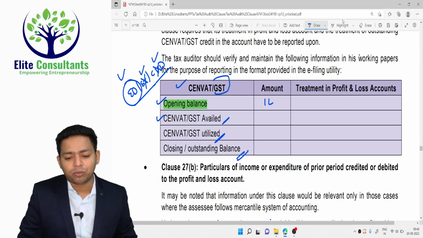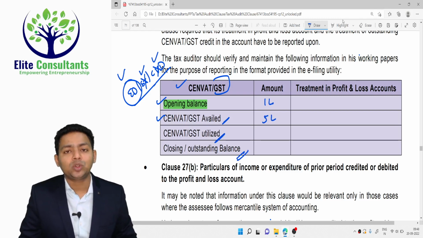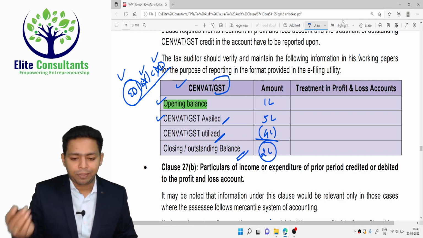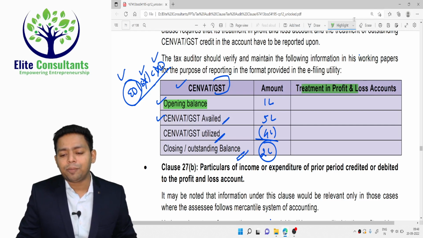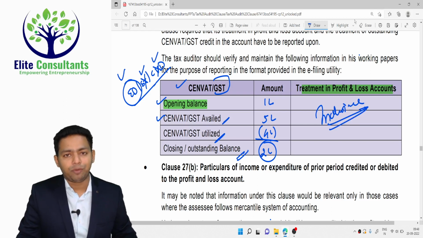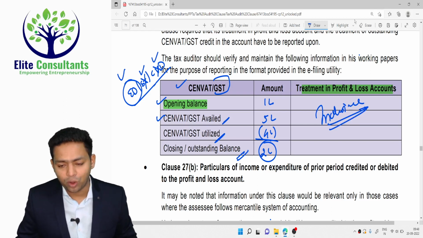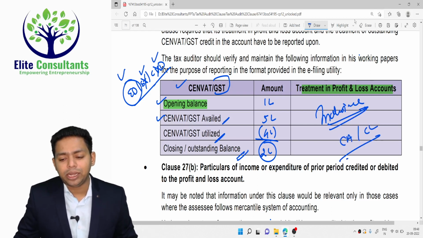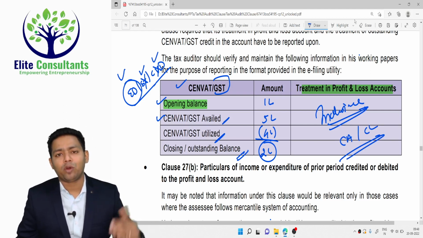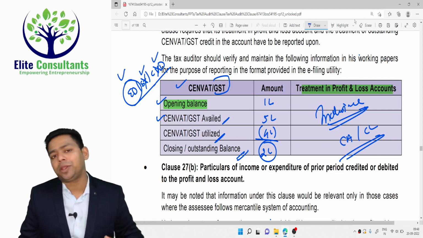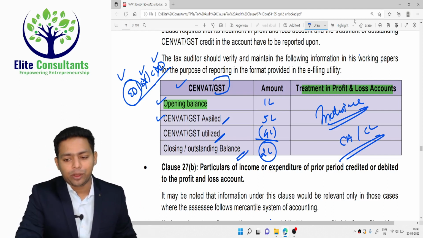So if opening balance was 1 lakh and ITC availed during the year is 5 lakh, so total 6 lakh you are having. If out of this you have utilized only 4 lakh, then 2 lakh rupees will be the closing balance of this year, which will become the opening balance of next year. Now what is the treatment in the profit and loss account? Whether you are following the inclusive method, have you debited these taxes to the P&L account or not? Or whether it is done through the current asset or current liability ledger, that you have to mention. That means whether you are following the inclusive or exclusive method of taxes for accounting purposes, you have to mention.